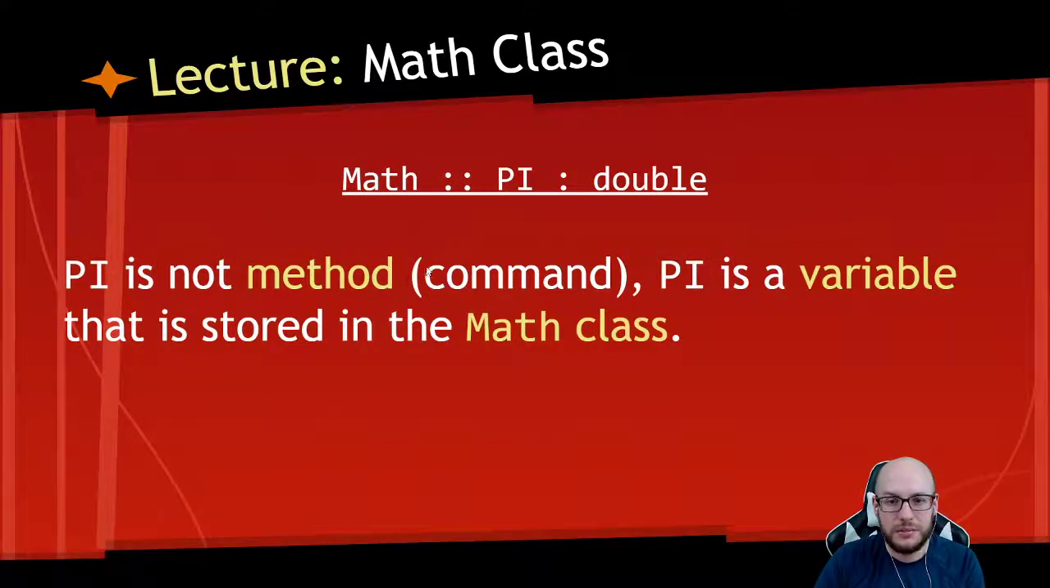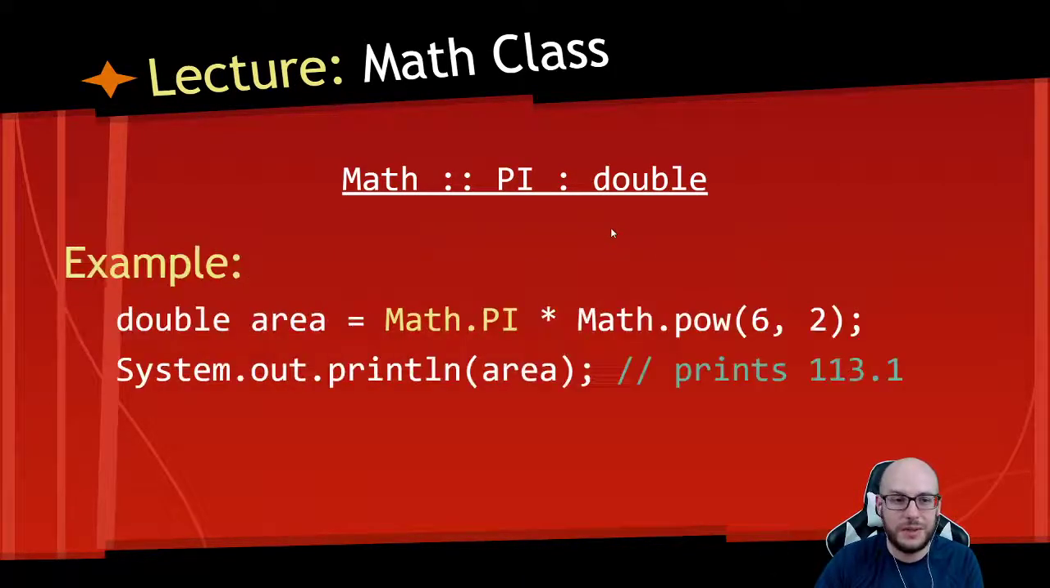Pi is not a method, a command. Pi is a variable that is stored in the math class. Here, looking again at the method signature, we see in the math class, there's pi. Notice the lack of parentheses. Those parentheses indicate our inputs, our parameters. No inputs for pi. It's not a method. It's actually just a variable that's stored in the math class. But if you were to access it and use it, you're effectively getting a double. It's almost like it's returning a double. Note the underline. This is actually a static variable. Don't worry about that, but that's what the underline means.